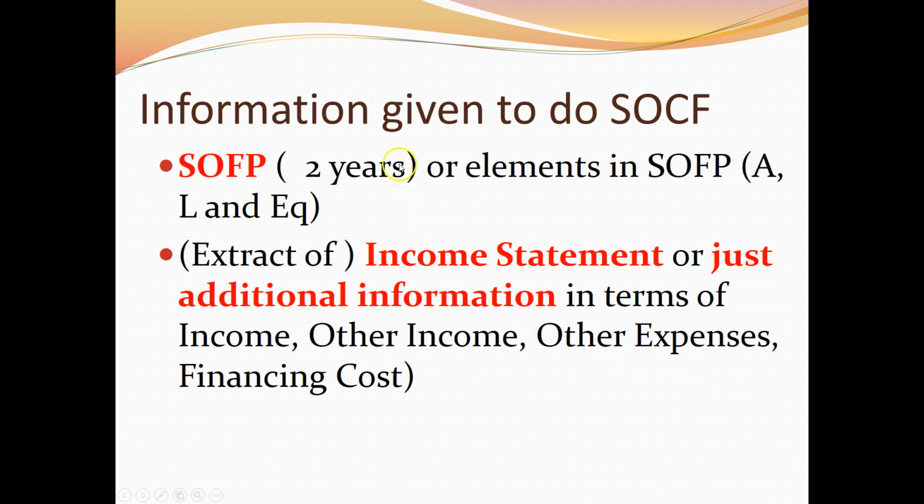When we are doing the statement of cash flow, the information that will be given to us will be the statement of financial position. It must be in 2 years. If you remember, the elements in the statement of financial position will be A, L, and EQ. At the same time, they have to give us an extract of the income statement or just additional information in terms of what is inside the income statement. For example, income, other expenses, or financing costs.